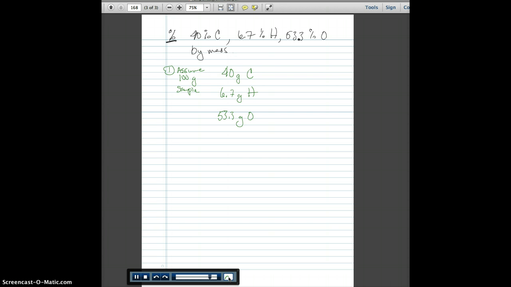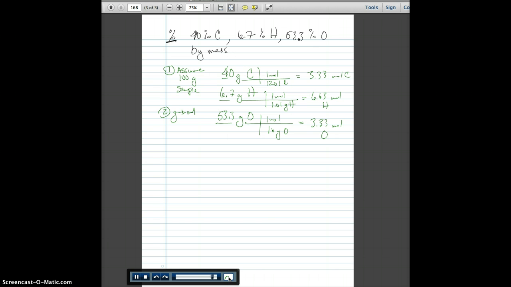First thing we do. Now, once we do that, we're into grams, and we're going to do a grams to moles conversion. We know how to do that. All we have to do is divide by the molar mass of each one of these substances: 12.01 for carbon, 1.01 grams for hydrogen, 16 grams for oxygen. By doing that, each one of these converts into moles. We're going to get 3.33 moles of carbon, 6.63 moles of hydrogen, and 3.33 moles of oxygen.